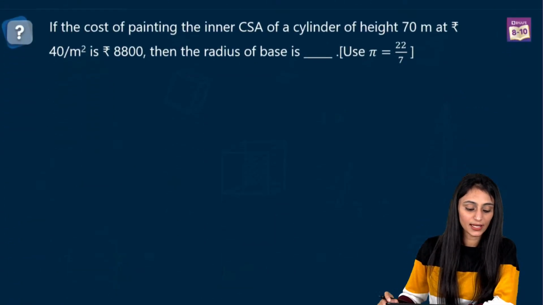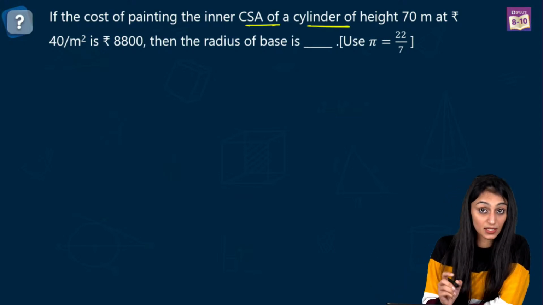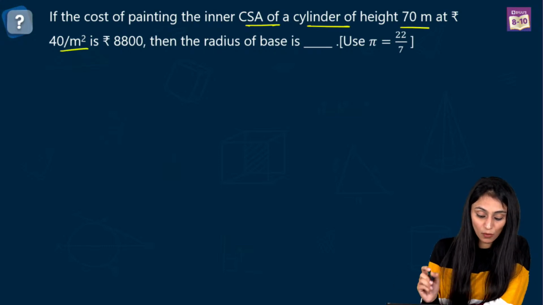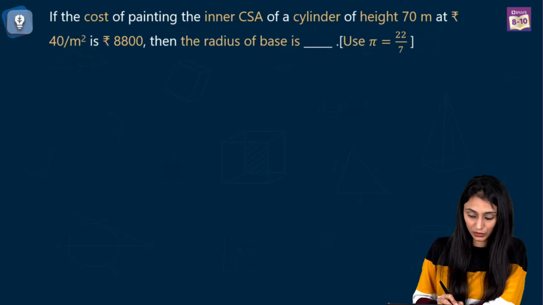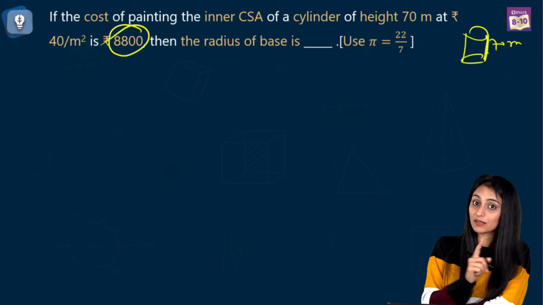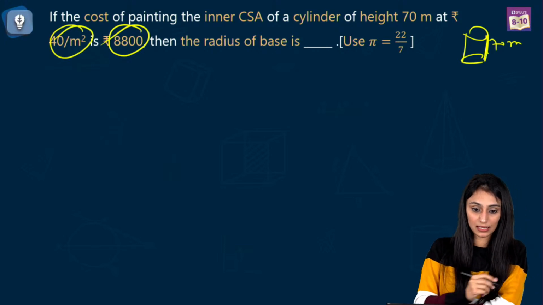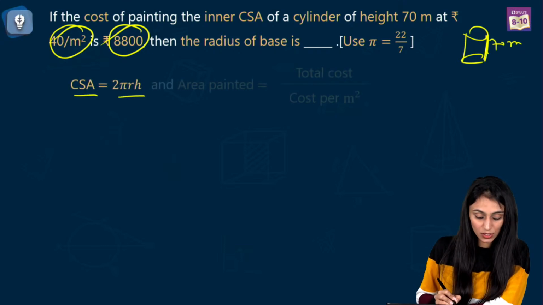Now let's take a look at the next question. If the cost of painting the inner curved surface area, we are talking about the curved surface area of a cylinder of height 70 meter at rupees 40 per meter square is rupees 8800, then the radius of base is. So we are talking about a cylinder over here, right? Cylinder which has a height given, that's 70 meter. Total cost of painting is given again, just like the previous question, and cost per meter square is also given. Okay, so using that, we know that curved surface area is 2 pi rh, right?